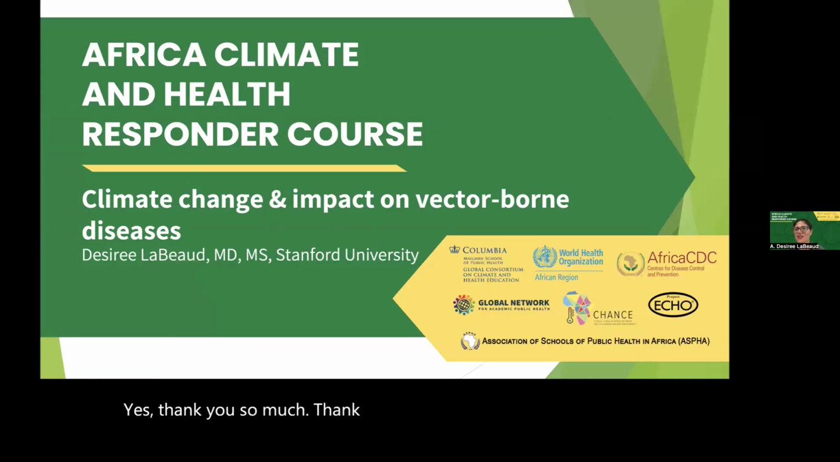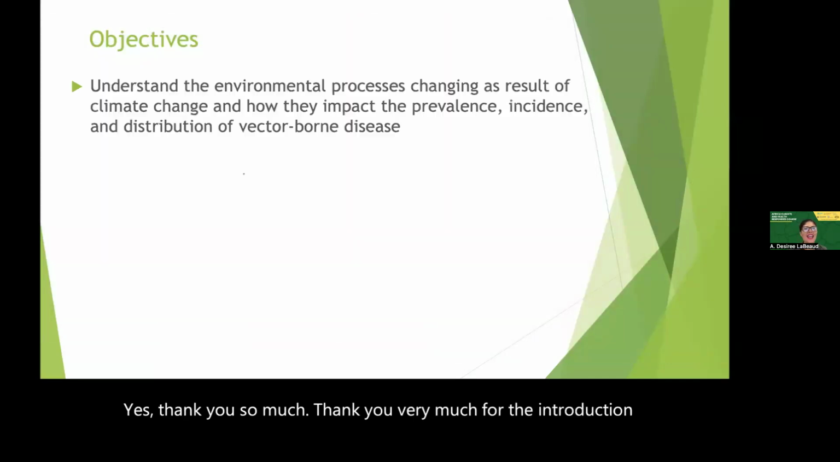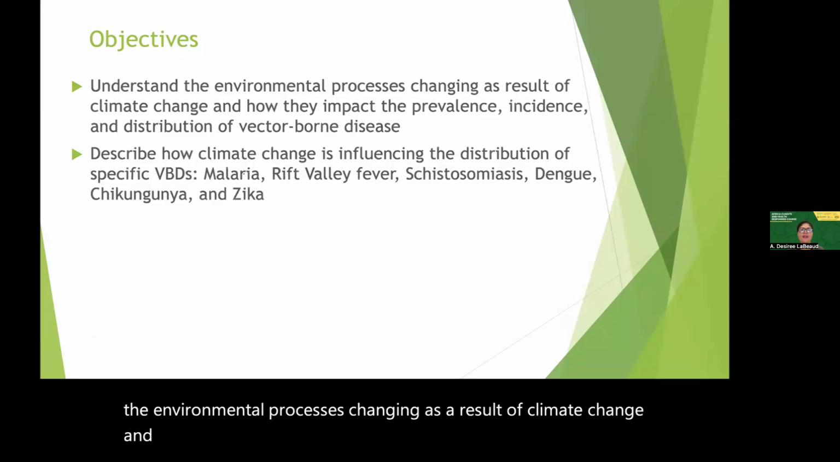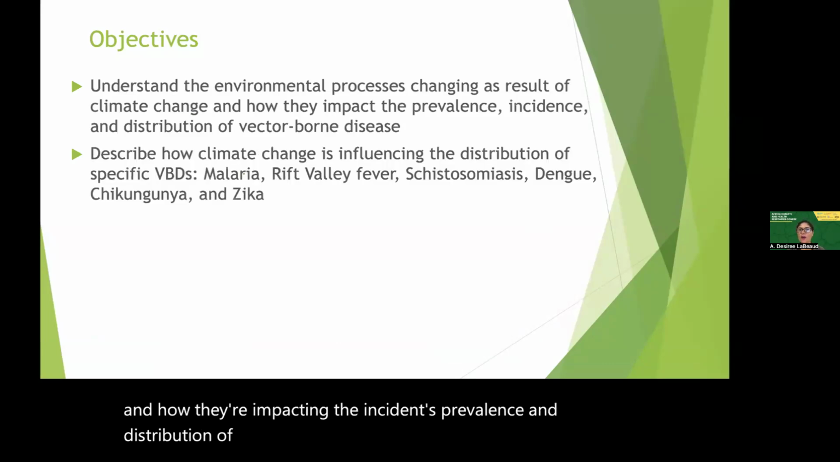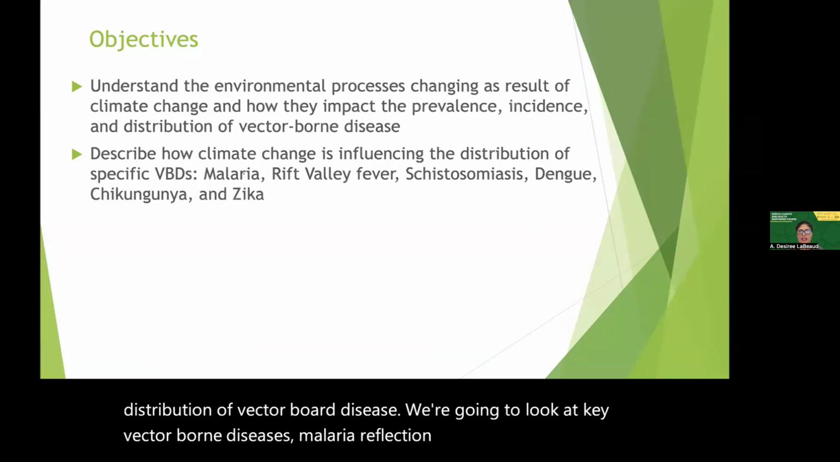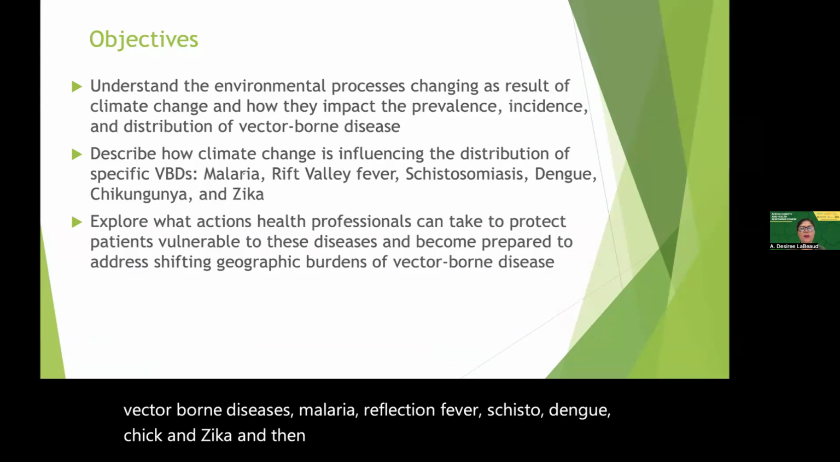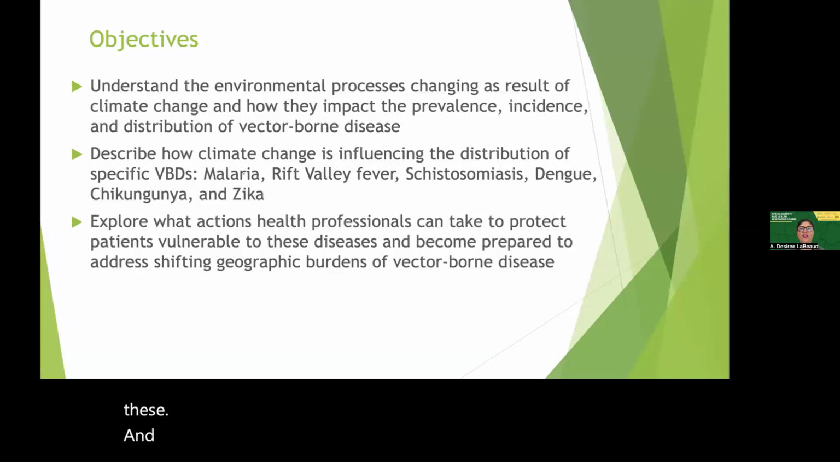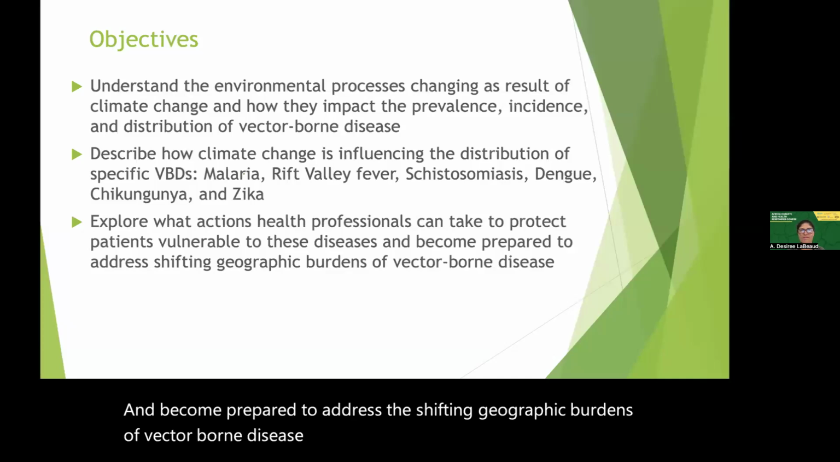Thank you very much for the introduction, Ms. Marian. So today I'm going to be talking with all of you about the environmental processes changing as a result of climate change and how they're impacting the incidence, prevalence, and distribution of vector-borne disease. We're going to look at key vector-borne diseases: malaria, Rift Valley fever, schisto, dengue, chik, and Zika. And then we're going to explore what actions health professionals can take to protect patients that are vulnerable to these diseases and become prepared to address the shifting geographic burdens of vector-borne disease across Africa.